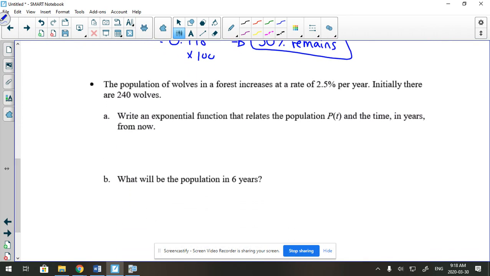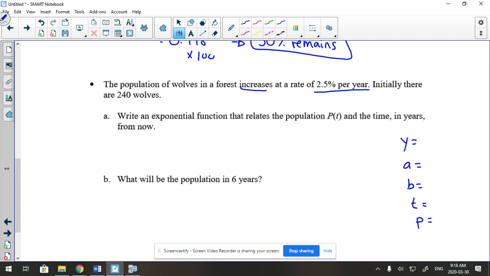Population of wolves in a forest. So again, it's exponential, so let's figure out what each of these variables will stand for. Population of wolves in a forest increases at a rate of 2.5% per year. So this is going to be your B value here. So you have to be careful. Your B value is not 2.5% because you still have your original population of the wolves, plus you're adding in an extra 2.5% each year.